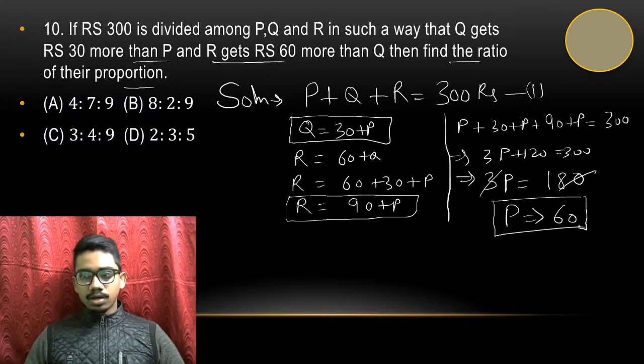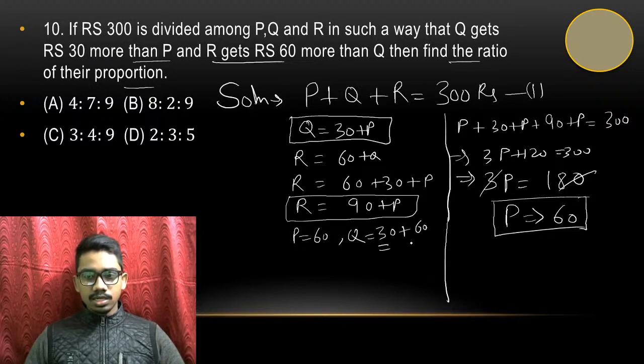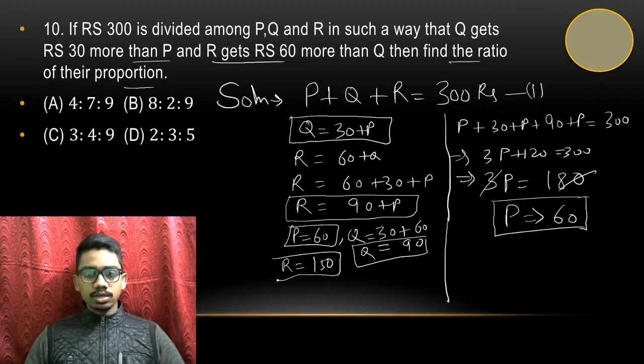Now see, we got the value of P as 60. So what will be the value of Q? The value of Q will be 30 plus P, that is 30 plus 60 is 90. So the value of Q is 90, the value of P is 60 and the value of R will be 90 plus P. So 90 plus P will be 150.